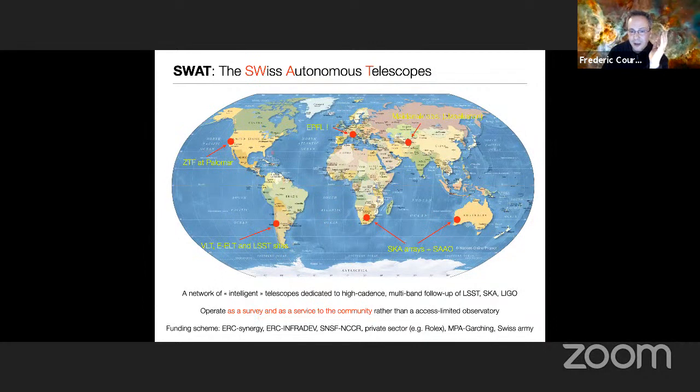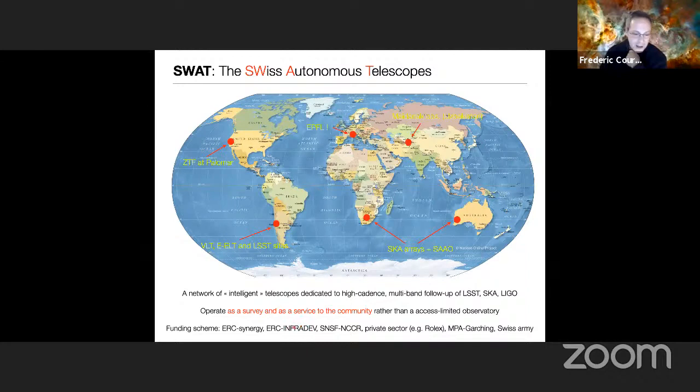This thing would be operated as a survey and as a service to the community, to follow up the main facilities in the optical and in the radio, and of course in gravitational waves when the detectors get more sensitive.